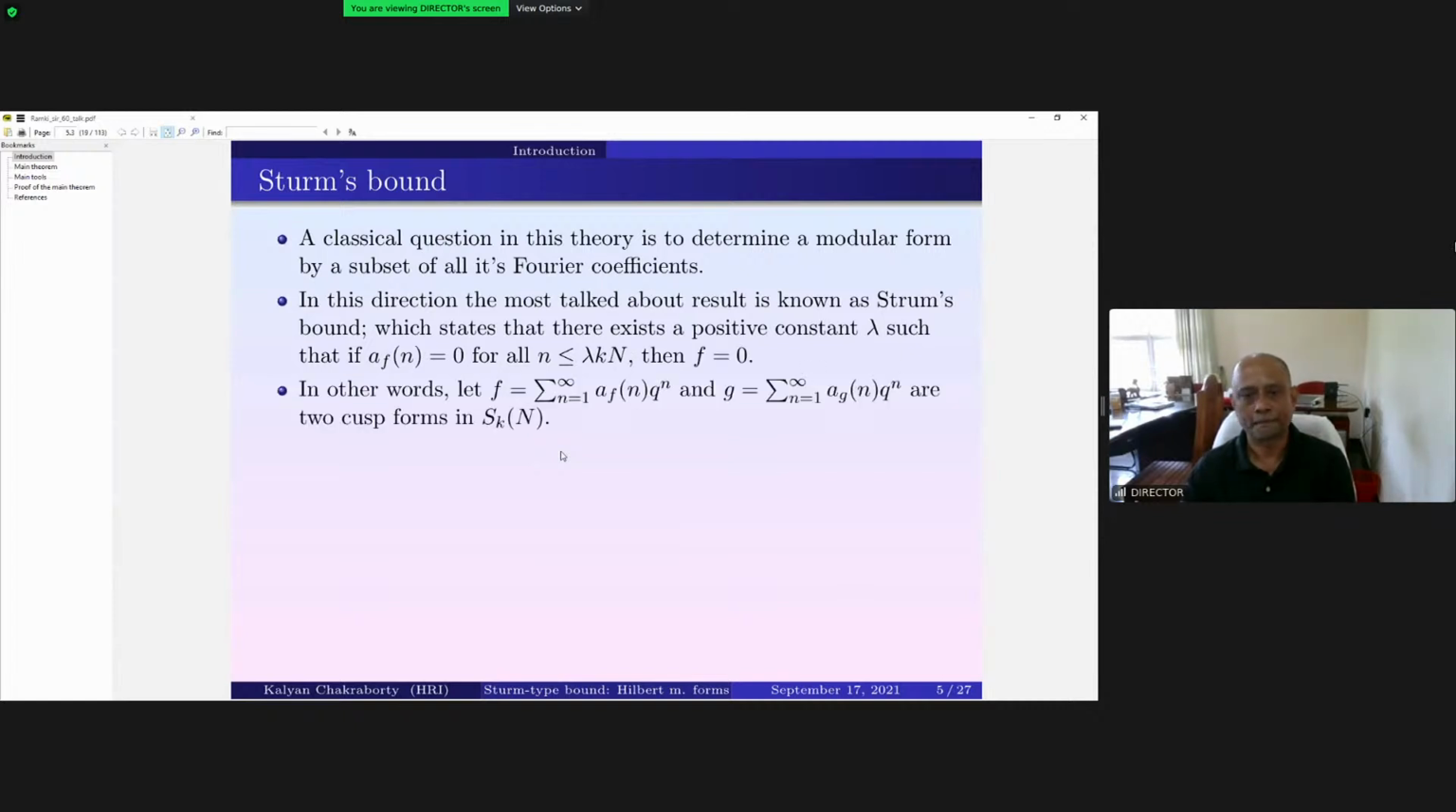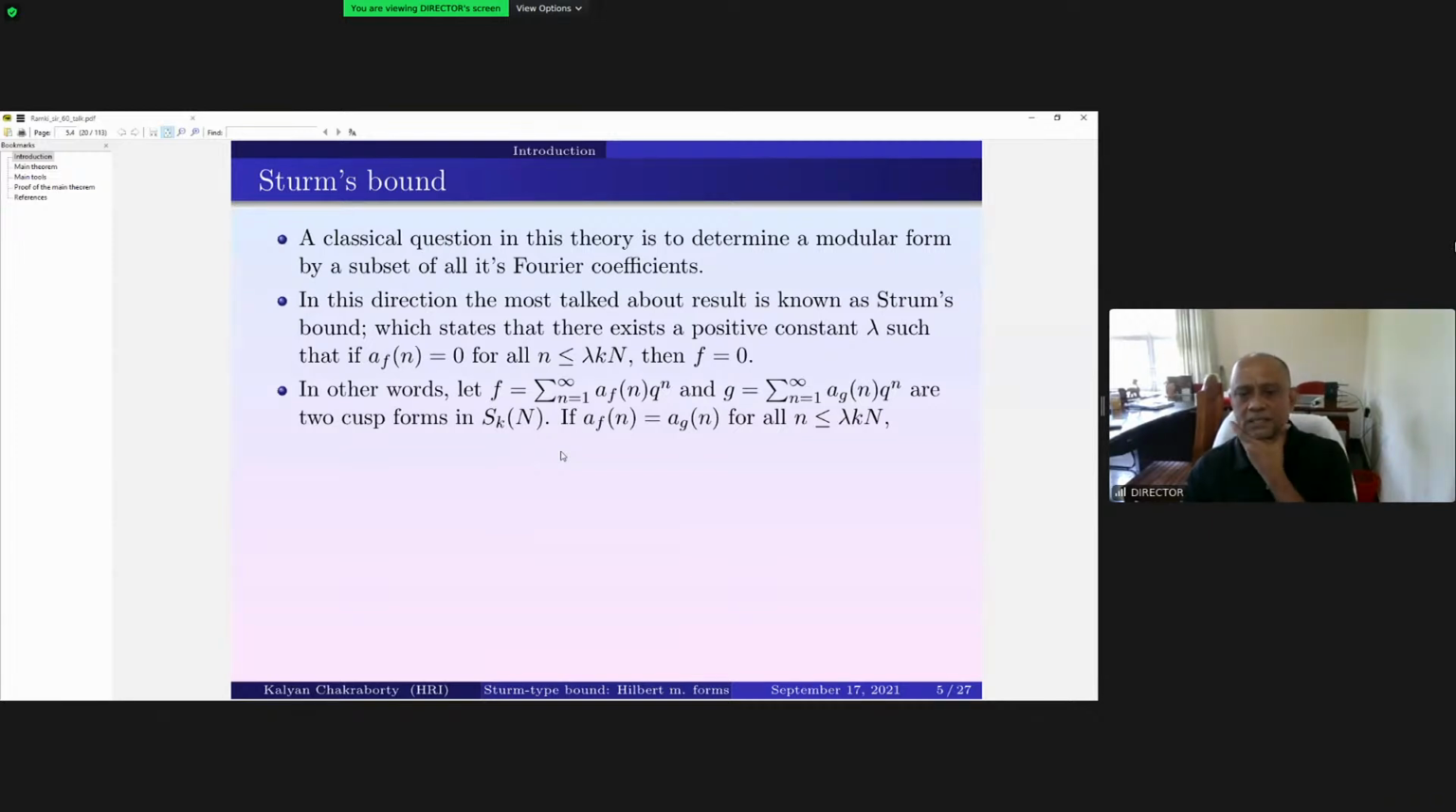In other words, you can translate this question to the following: suppose I have two cusp forms given, f and g, and we compare the coefficients a_f(n) and a_g(n) and see that they are equal up to this bound lambda k N, then we conclude that the forms are identical. It's the same question.